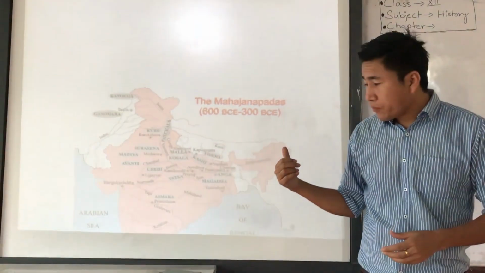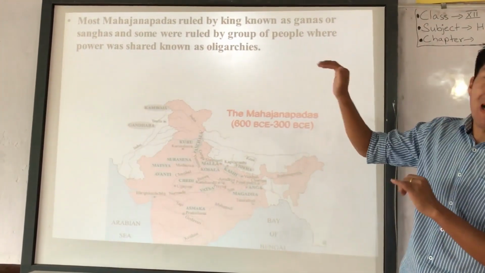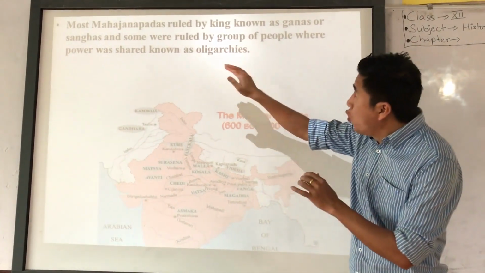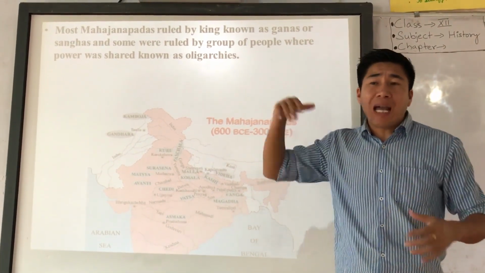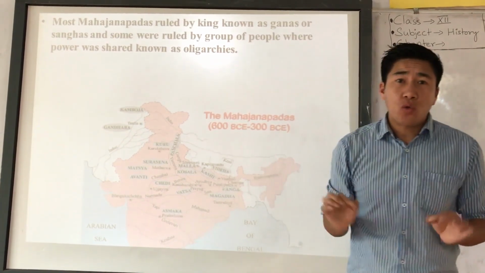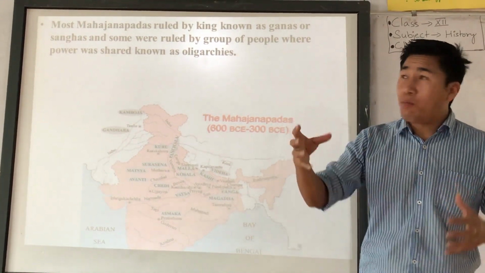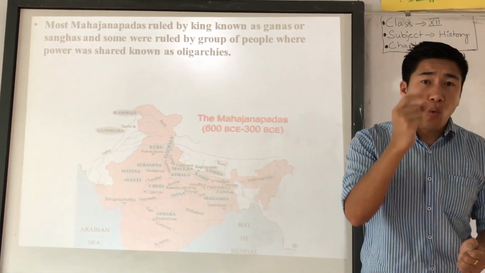Okay. And next, the development that happened here: most Mahajanapadas were ruled by a king, known as Ganas or Sangha. That is all about the ruling system where the Ganas and Sangha used to have one king. Buddhist and Jain belong to Ganas, right? Where the kingdom was ruled by one king.